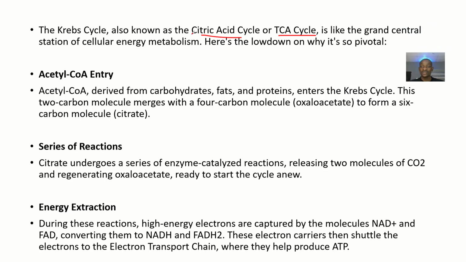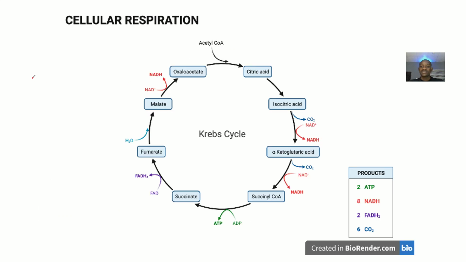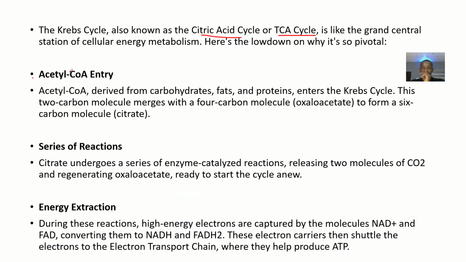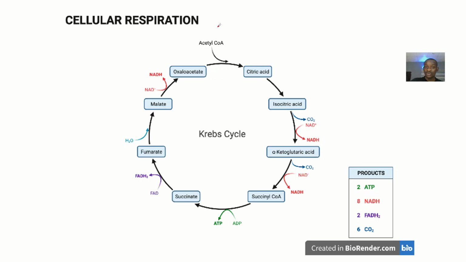The Krebs cycle, also known as the citric acid cycle or TCA cycle, is like the grand central station of cellular energy metabolism. All right. So now they said oxidation of acetyl CoA to carbon dioxide. So you talk about this process to this process, then you end by talking about the importance of this process.